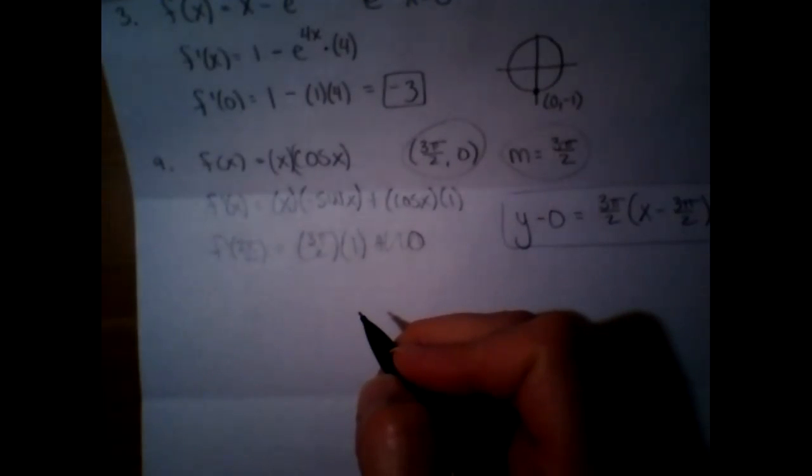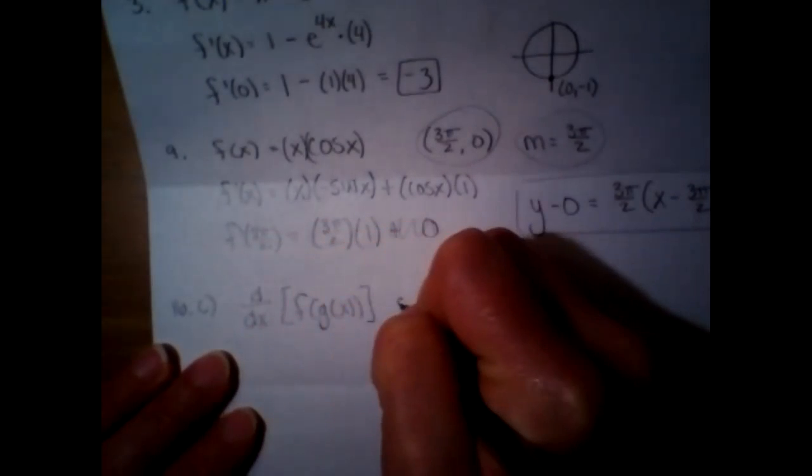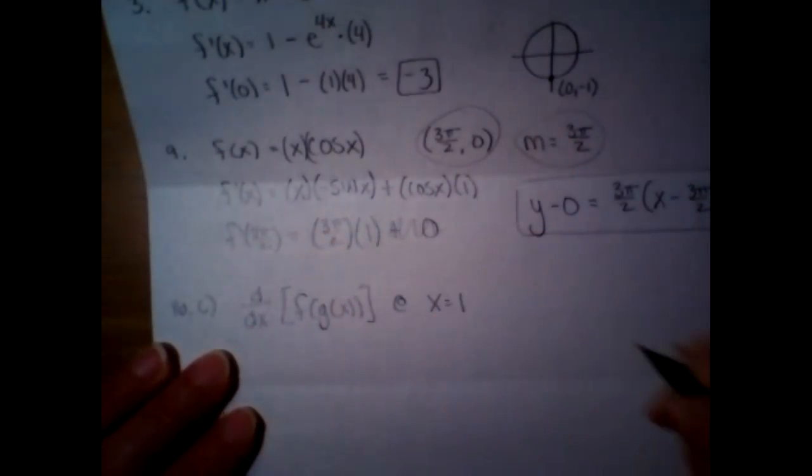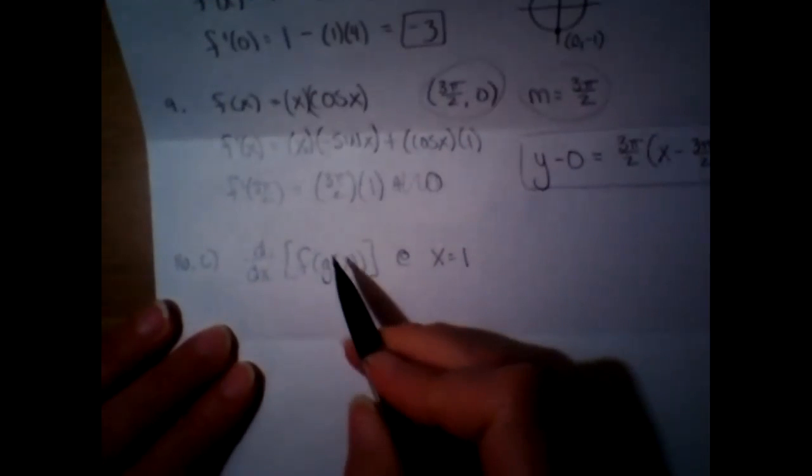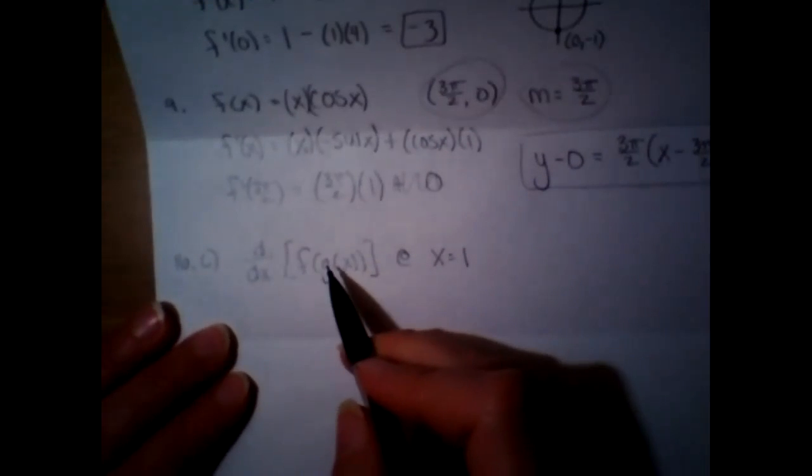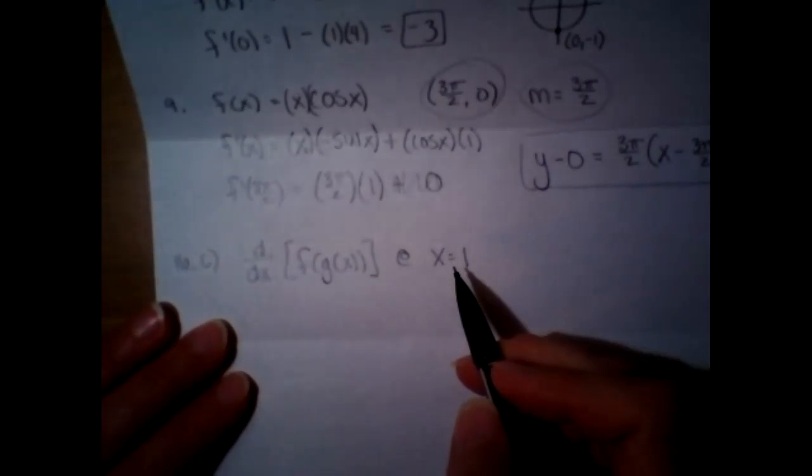And then the last one I had on my list to go over, and then I'll open it up to you guys, whatever you would like to see, was 16c. So we are asked to find the derivative of f of g of x at x equals 1. So this is the chain rule. So you're going to have to write out the chain rule, and then we're going to evaluate it at 1.